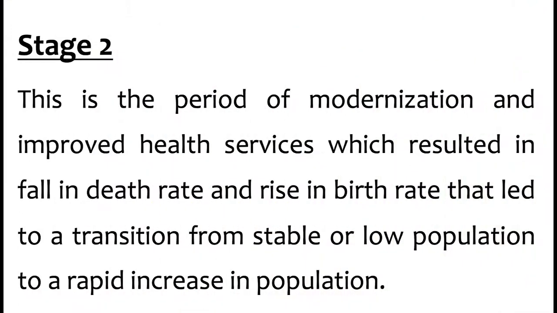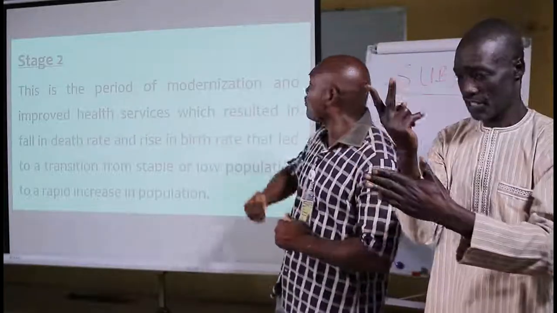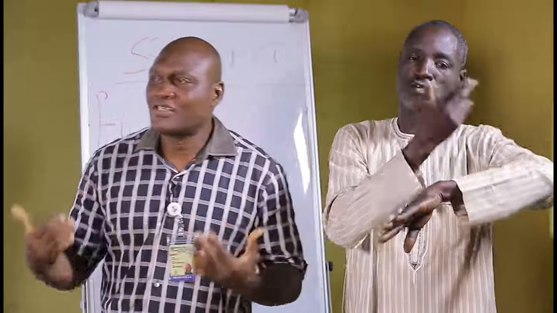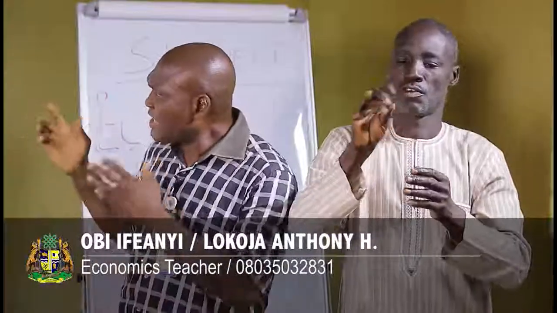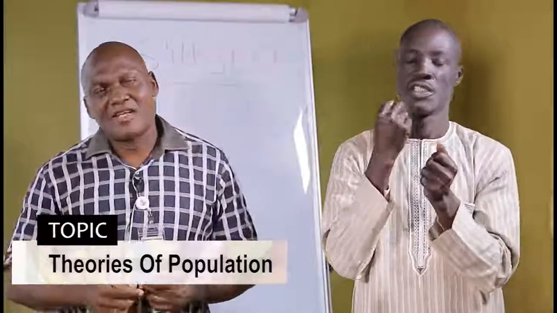The second stage says that this is the period of modernization. The first one is before modernization. The second one is the period of modernization and the improved health services, which results in a fall in death rate and a rise in birth rate that led to transition of a stable or low population to a rapid increase in population. You see, what he's saying here is that at this second period of modernization, health services have been improved.